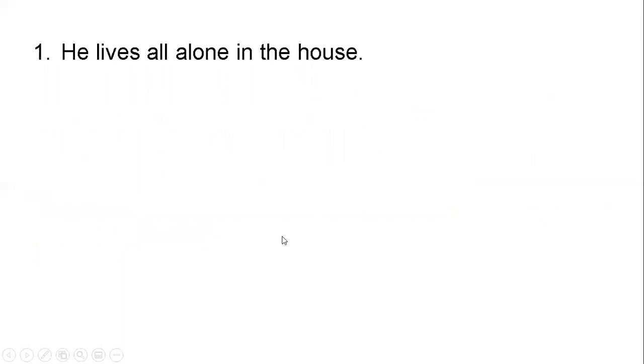So now let's see if you can get all these sentences right if you have understood all the rules that we went through right now. He lives all alone in the house. What will that become? He lives all alone in the house. Use a question tag. And remember all the rules that you learned.